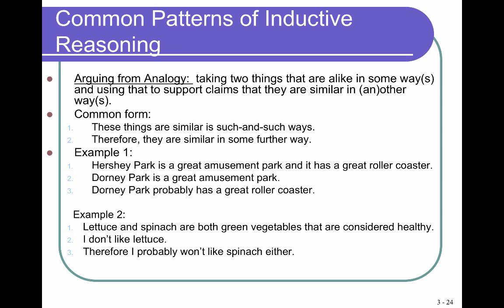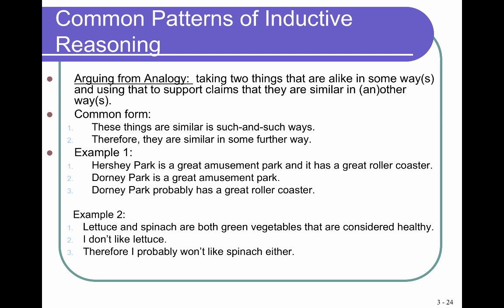The last pattern of inductive reasoning we're going to look at is argument from analogy. An analogy is a comparison of two or more things in which the arguer claims that they're alike in some relevant aspect, so they must be alike in other aspects. So here are a couple of examples. Example 1, Hershey Park is a great amusement park and it has a great roller coaster. Dorney Park is also a great amusement park, so Dorney Park probably has a great roller coaster. In the second example, lettuce and spinach are both green vegetables that are considered healthy. I don't like lettuce, therefore I probably won't like spinach either.